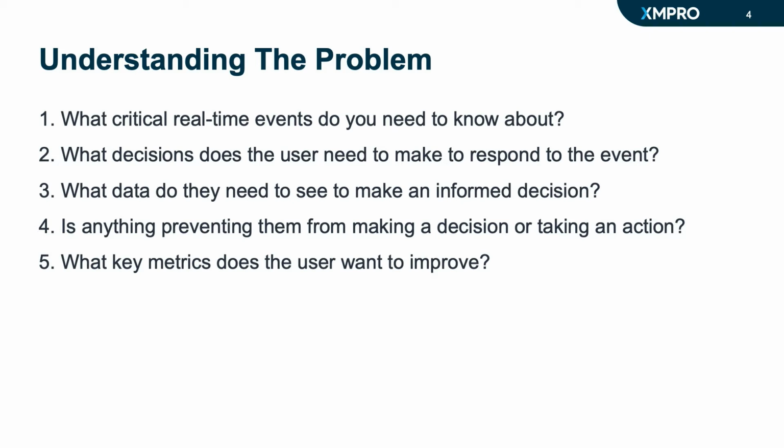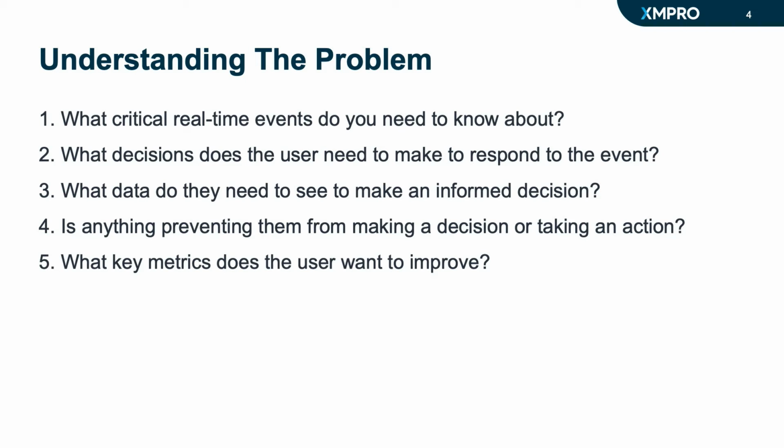Next, what decisions does the person using this app need to make to respond to that event? Do they need to decide whether a certain temperature spike means we need to perform immediate maintenance on this pump? What are the decisions that they need to make?